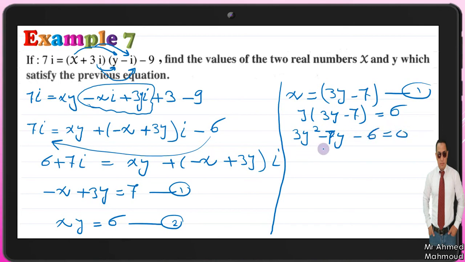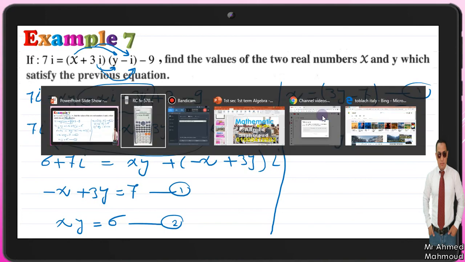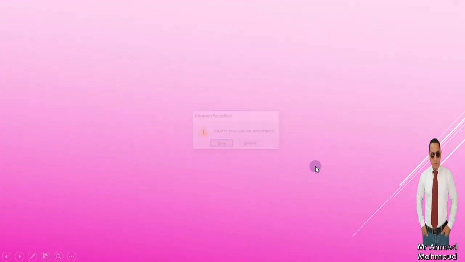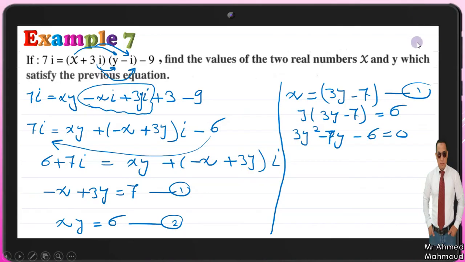Now we have this equation. I will factorize by using the calculator. 3, negative 7, negative 6, equal, then the first value equals 3. Here the equation is y and the other value is negative 2 over 3. So y equals 3 and y equals negative 2 over 3.